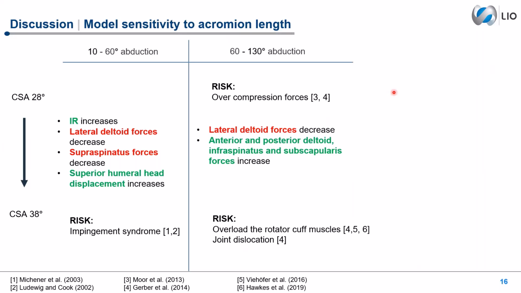After 60 degrees, we observe a higher load of compression at the beginning of the movement with a small CSA. A decrease of the lateral deltoid forces, but an increase of muscles that stabilize, so infraspinatus, subscapularis, but also anterior and posterior deltoid. So with a small CSA, because of the compression forces, there is a risk of over compression. And this increase of muscle activity can lead to an overload of the cuff muscles, or if they do not succeed in centering the humeral head, there can be a risk of joint dislocation.